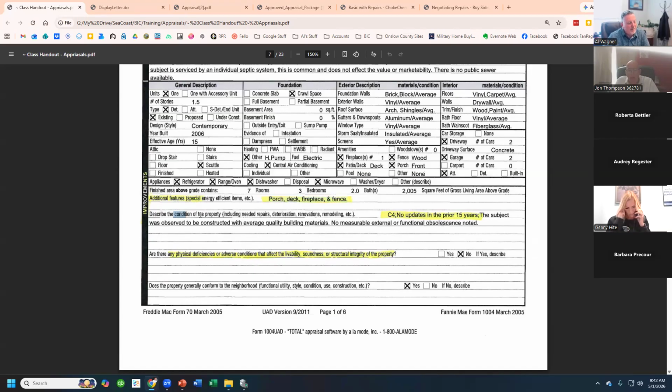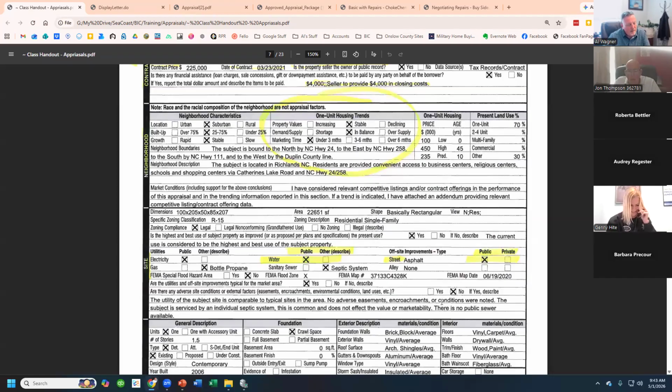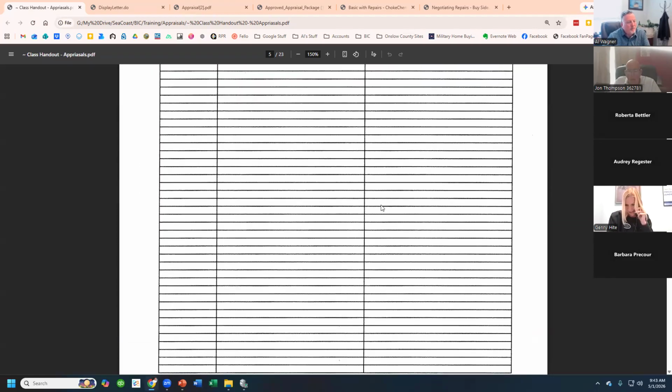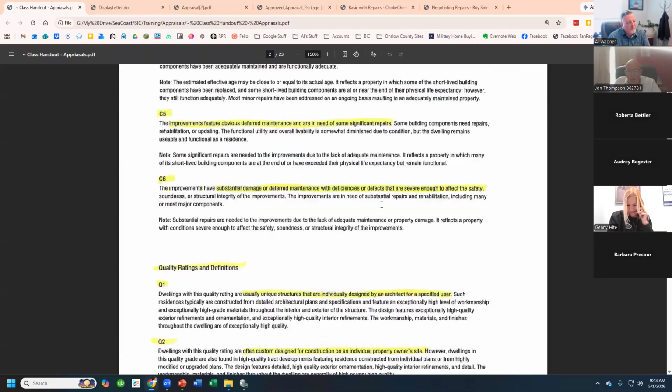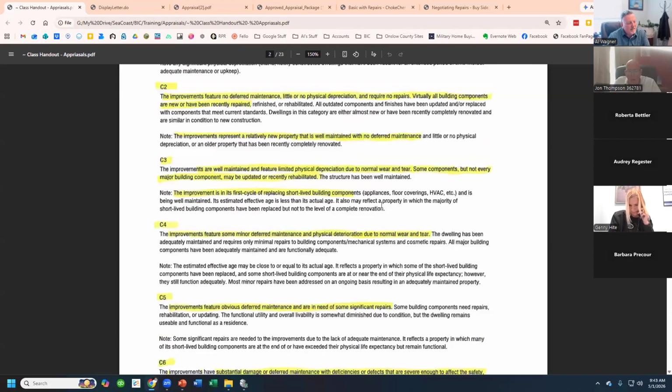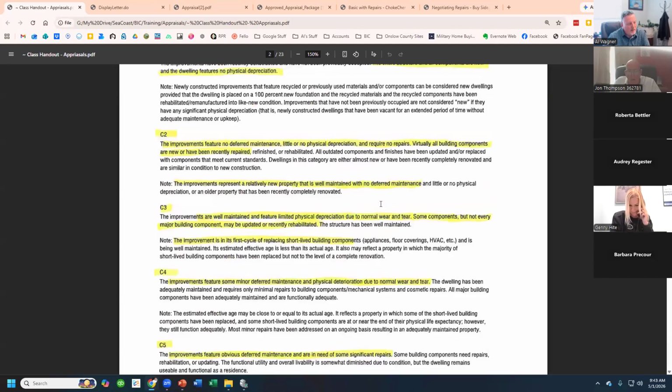Here's where it asks about the condition of the property, right? It says C4, no updates in the prior 15 years. The subject was observed to be constructed with average quality building materials, no measurable external or functional obsolescence noted. So I'm going to pause right there, and I'm going to come back up here to our condition. You see, these are the different types of conditions, right?